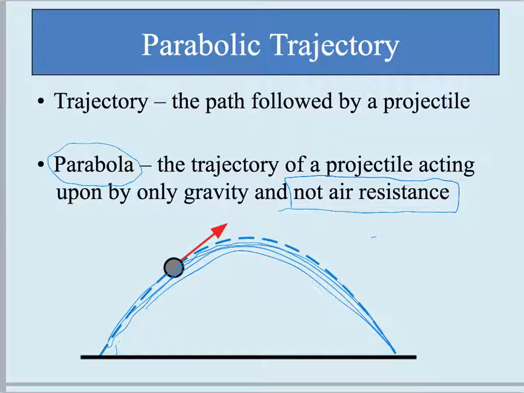A horizontal projectile still has a parabolic path, it's just half a parabola.